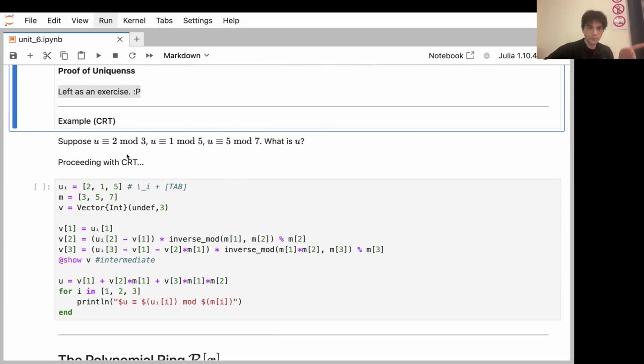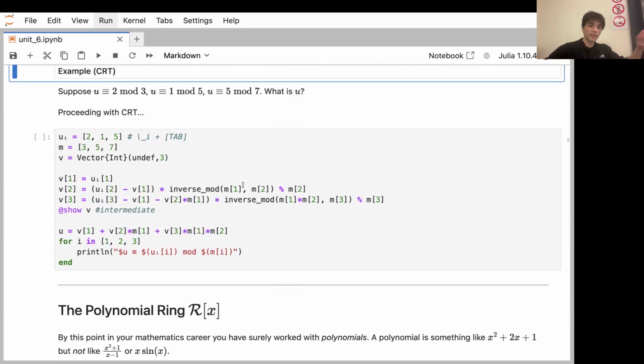Okay, so here's an example. Suppose we know that U is 2 mod 3, U is 1 mod 5, and U is 5 mod 7. So I suppose this should be U1, U2, U3. Oh, no, sorry. Actually, this is perfect. There's a secret number U. It's 2 mod 3, 1 mod 5, 5 mod 7. What is U?